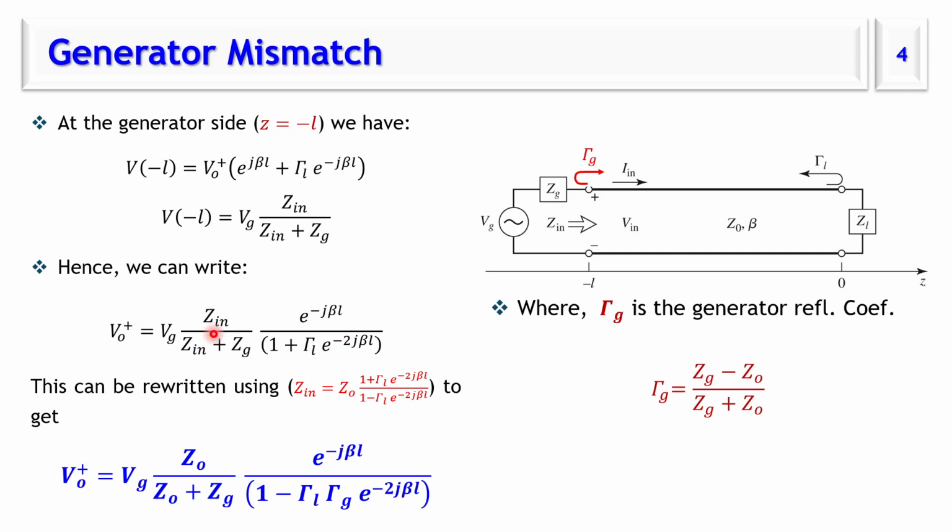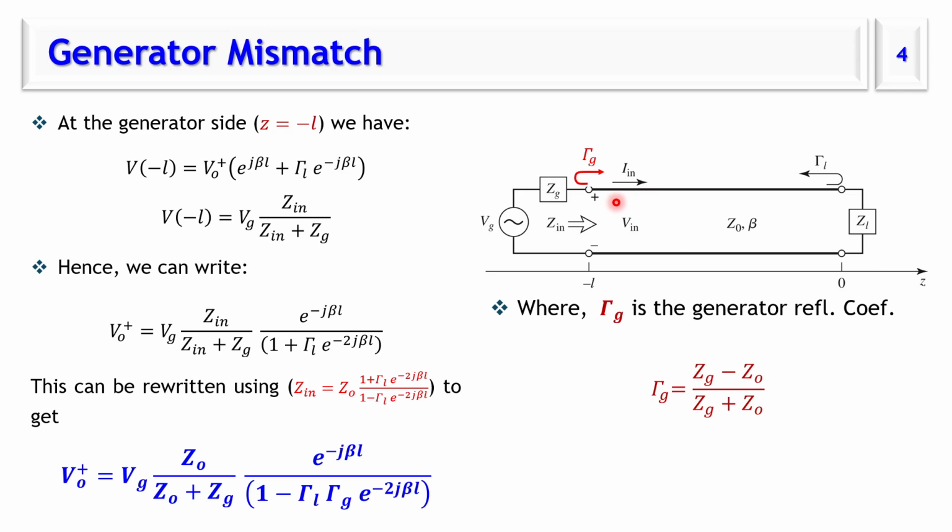This expression can be rewritten in this format by the substitution of the expression of Zn. So we substitute Zn in both places here. We can rearrange this expression to express V plus, V naught plus, the incident on the load, related to the generator, the Zg, the length, the reflection coefficient at the load, and the expression for Zg at the generator.